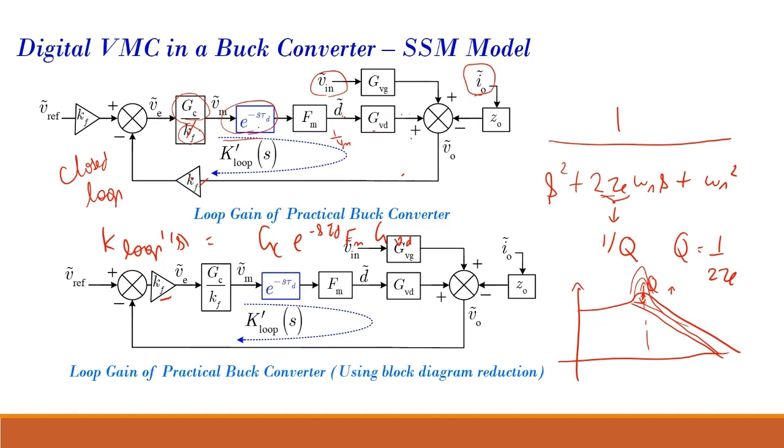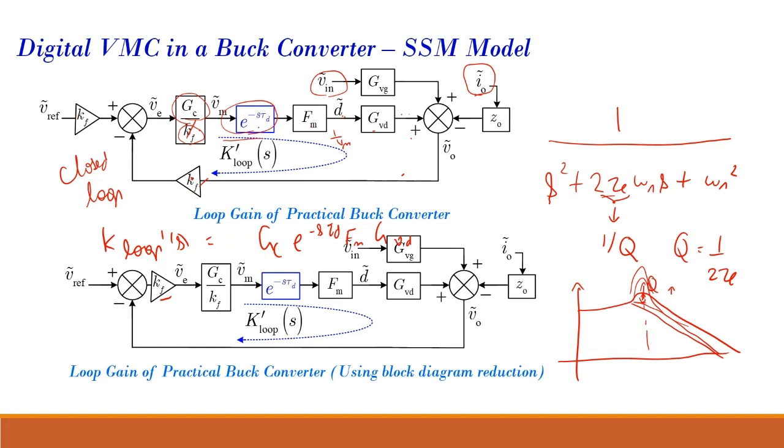For series RLC, it is 1 by R into root L by C. Sorry, 1 by R into root C by L. That is the quality factor for series RLC. For this kind of combination, how can we calculate that?